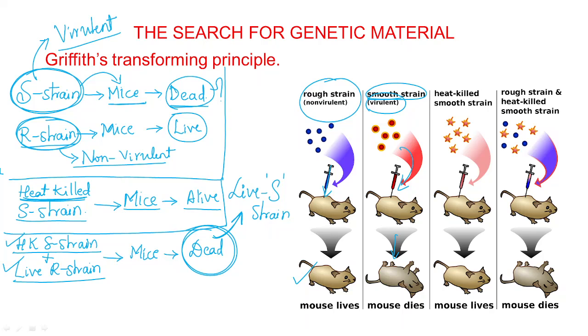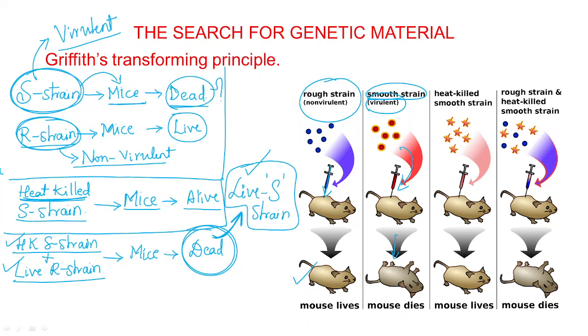When he isolated, he found that there was presence of live S strain bacteria. But he had injected heat killed S strain as well as live R strain, and whatever was collected from the dead mice, he found totally different type. That means live S strain bacteria he found. Then he got the question.